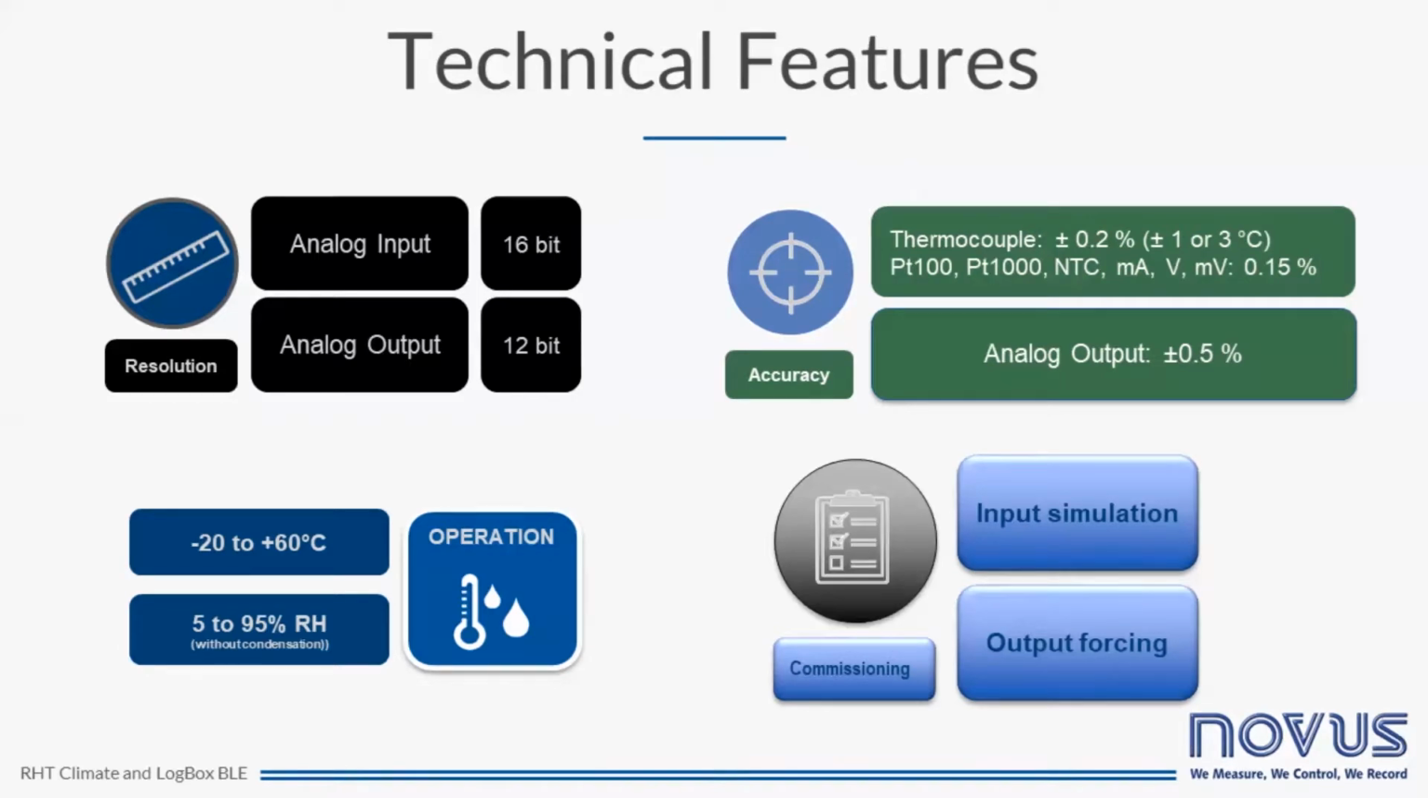Okay, this is the result. The most added value that all the attendants see is the mix of I/O, analog and digital. Second is the gateway mode Modbus RTU to TCP. The third one is native Ethernet. Also, the commissioning by input simulation and output forcing was seen as added value. So thank you very much for the poll. Let's continue.